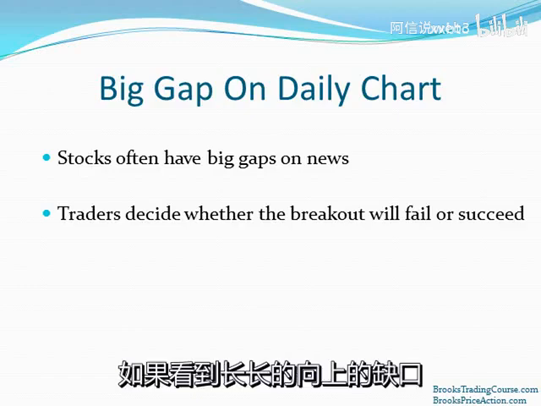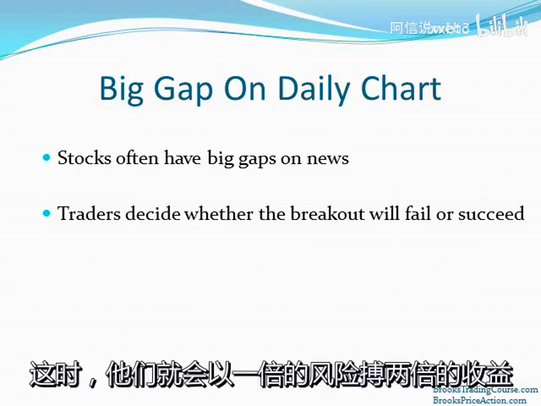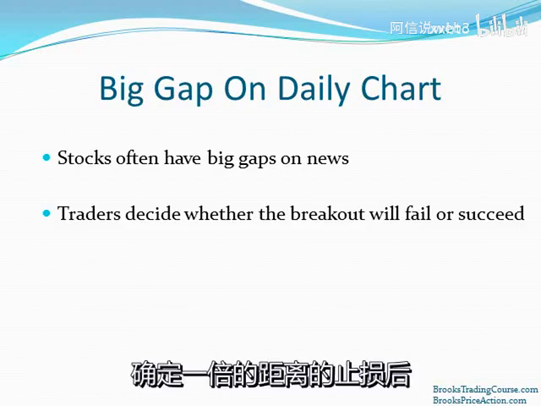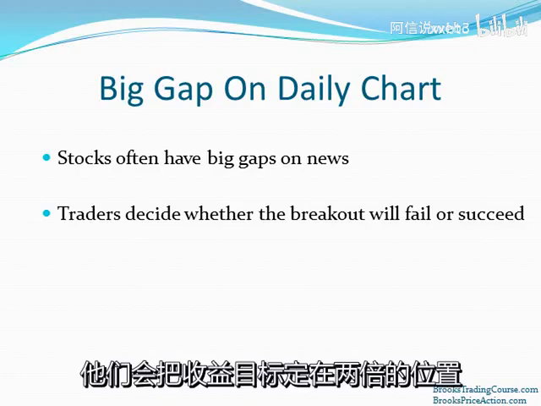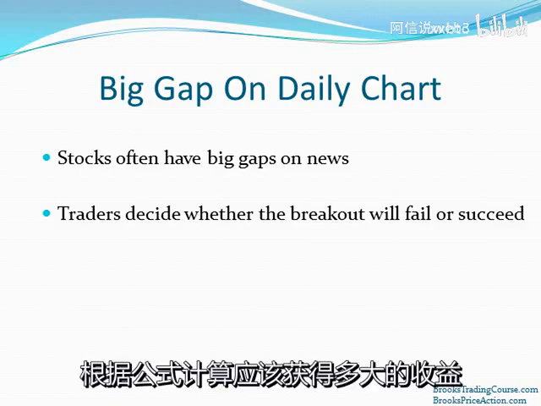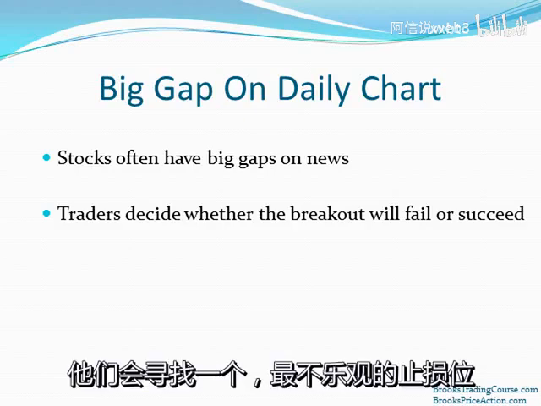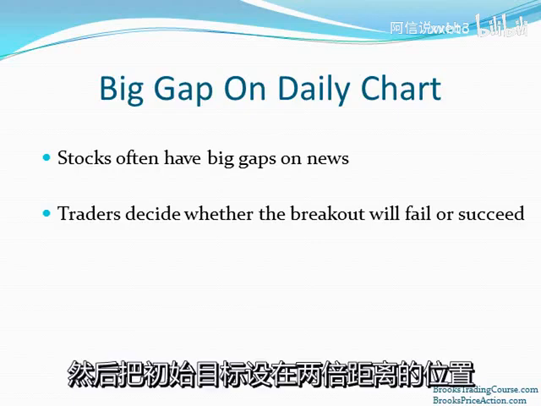If they look at the big gap up, they'll say, I don't know, maybe 50-50 chance it'll go up or down. They will have to risk half of what they're going for in terms of reward. They'll have to decide where their protective stop is, and they'll have to go for a reward at least twice as big. They don't specifically say, what do I need to get a positive trader's equation? How big a reward do I need for a positive trader's equation? That's not what they do. They look at worst case stop, and then initially they'll go for a target twice that size.